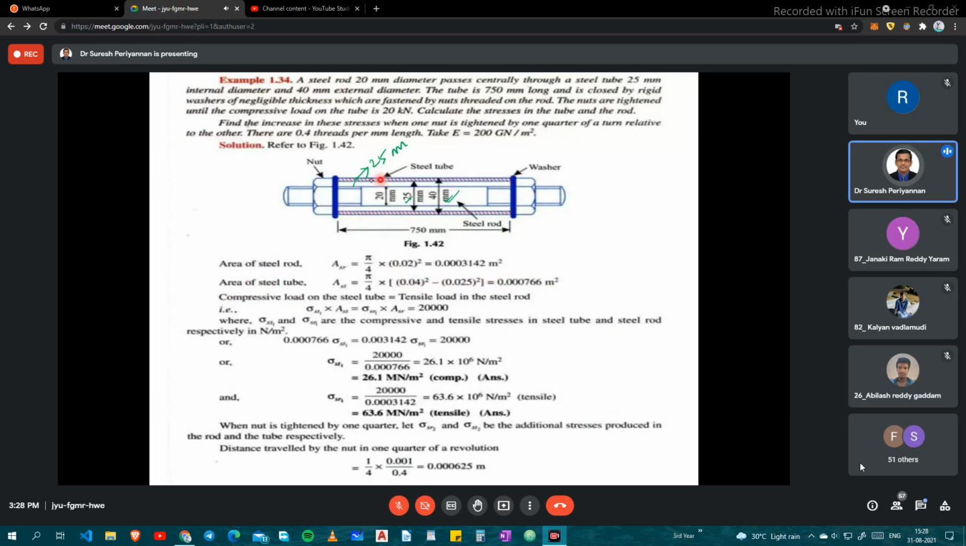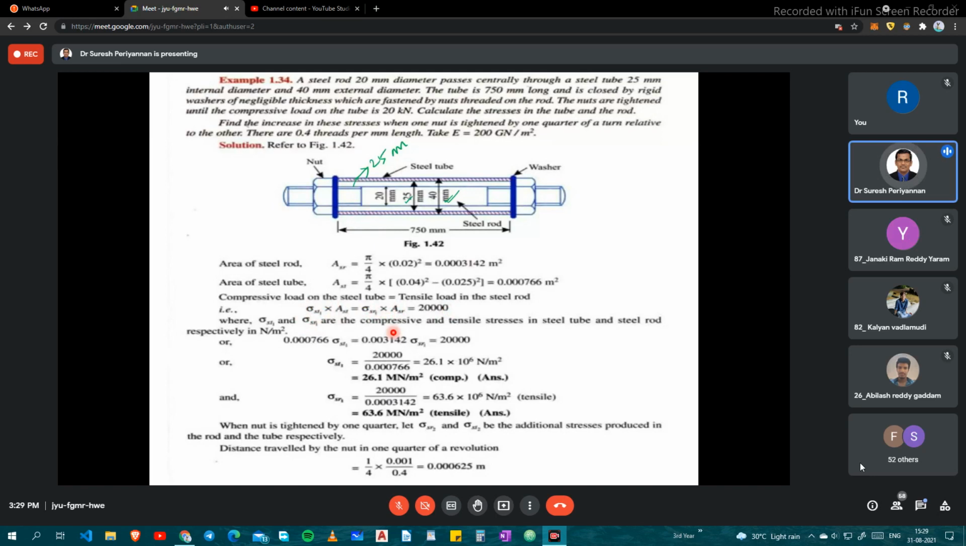Now the tube is subjected to a compressive load of 20 kilonewton, and at the same time the rod is subjected to a tensile load of 20 kilonewton. Now we know that stress in the tube into area of the tube gives the load it is withstanding, and stress in the rod into area of the rod is equal to 20 kilonewton, at the present condition.